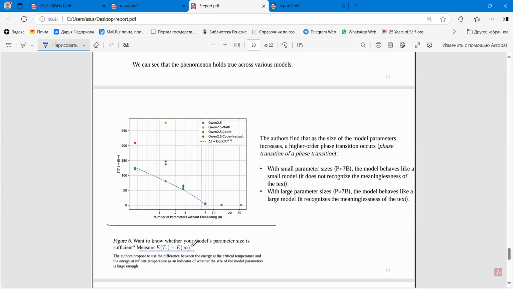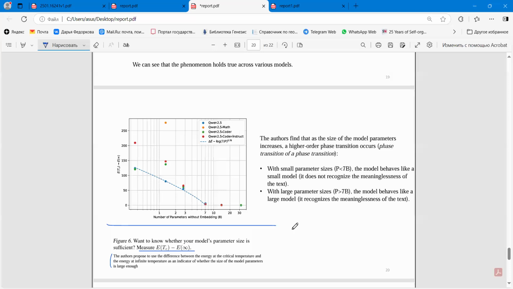in infinity temperatures. So they propose to use the difference between the energy at the critical temperature and the energy at infinity temperature as an indicator of whether the size of model parameters is large enough.